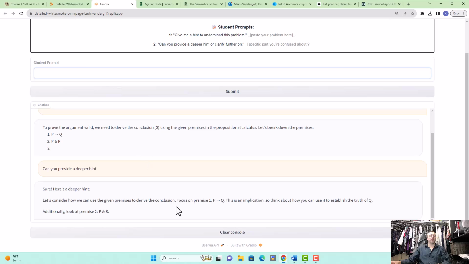All right, here's a deeper hint. We can use the given premises to derive the conclusion. So focus on premise 1. This is an implication, so think about how you can use it to establish the truth of Q, right?